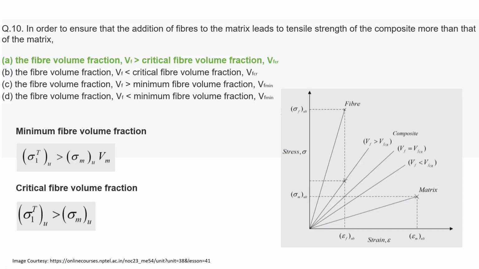The last question is: in order to ensure that the addition of fibers to the matrix leads to tensile strength of the composite more than that of the matrix, what should we use? The options are: A, the fiber volume fraction should be more than the critical volume fraction. B, the fiber volume fraction should be less than the critical fiber volume fraction. C, the fiber volume fraction should be more than the minimum fiber volume fraction, or D, the fiber volume fraction should be less than the minimum fiber volume fraction.